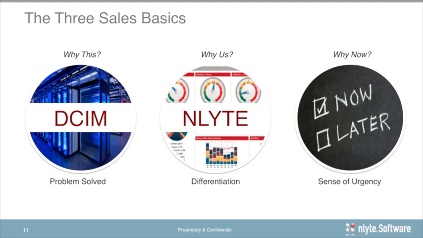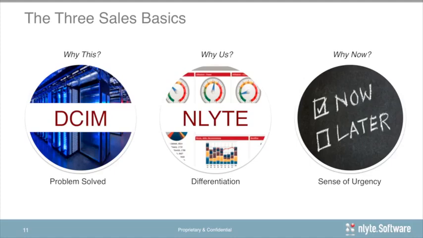Why this, why us, and why now, okay? And you can have problems with any of the above, right? Why this is really, what is the problem that data center infrastructure management solves? Forget Nlyte, forget any of the other companies that are in this market. Why do you want a DCIM solution, just to start with?